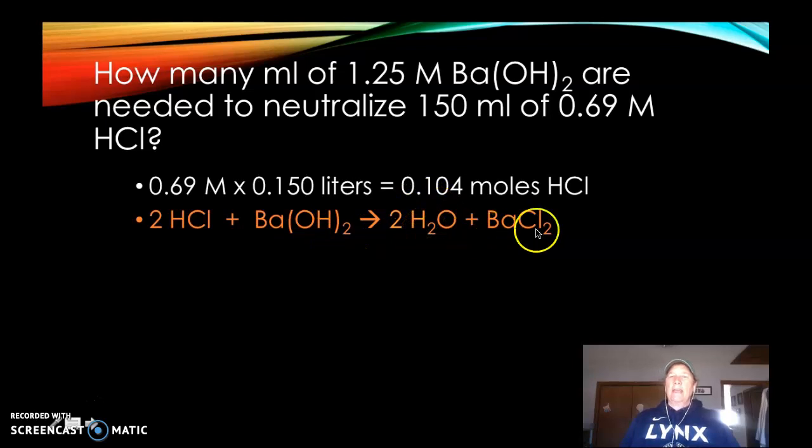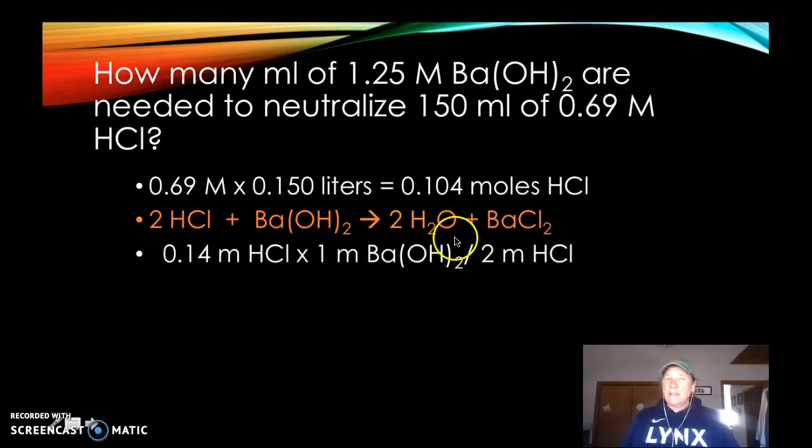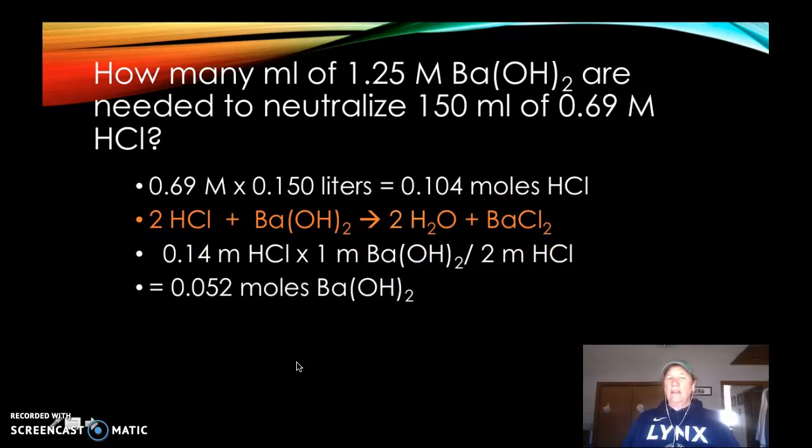Okay, I've got to write the proper formula. I know barium's charge is +2 because there's a 2 over here, and I know chlorine must be 1 because there's nothing here. So that's why I put the 2 there, and then I balance my equation. The reason I need a balanced equation is to find my moles. So I take my 0.14 moles of hydrochloric acid, and I put moles of barium hydroxide on the top and moles of hydrochloric acid on the bottom. This is a 1 to 2 ratio, which comes from my balanced equation. So basically I'm going to divide. That gives me my moles of my base.